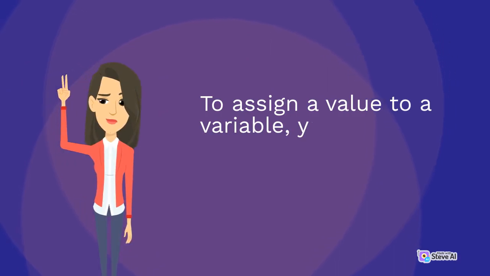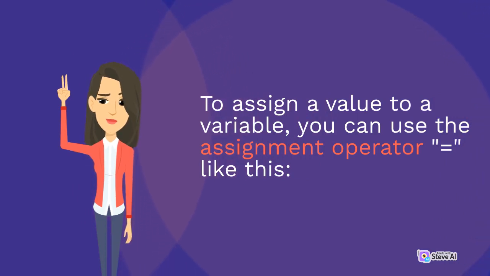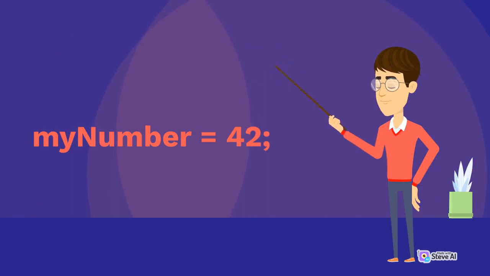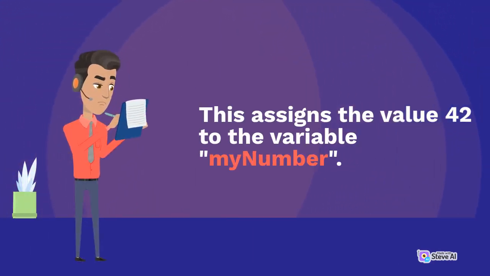To assign a value to a variable, you can use the assignment operator equals like this: mynumber equals 42. This assigns the value 42 to the variable mynumber.